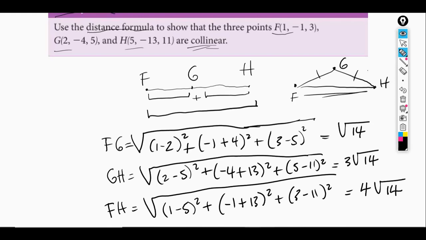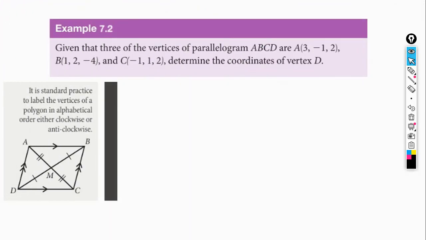And this is already proving that they are collinear, because notice that if we add these two, adding these two would equal 4 square root of 14. Therefore, points F, G, and H are collinear. So next we have example 7.2.